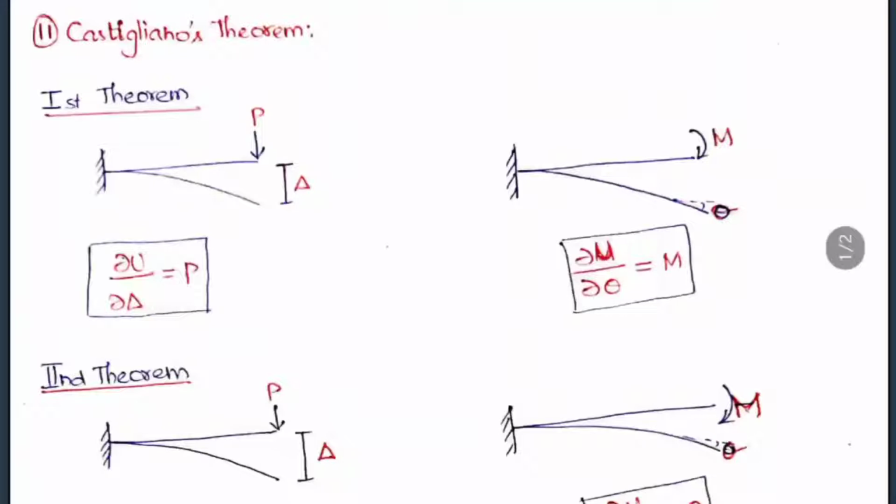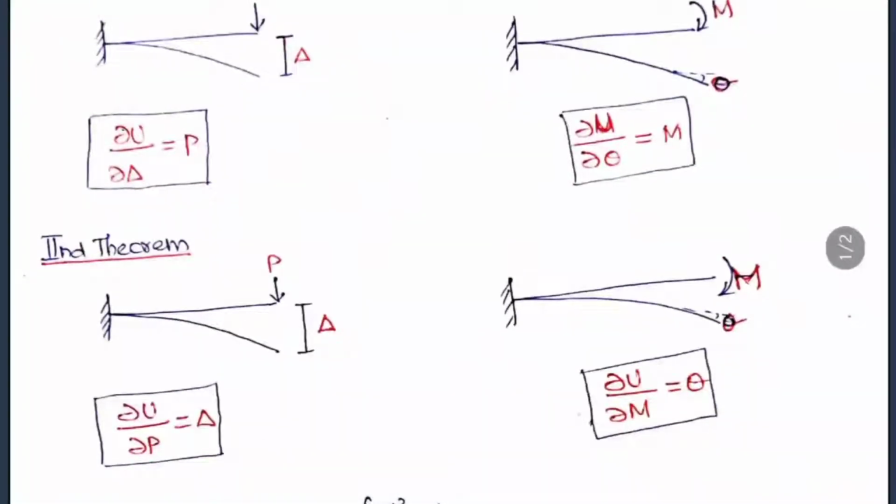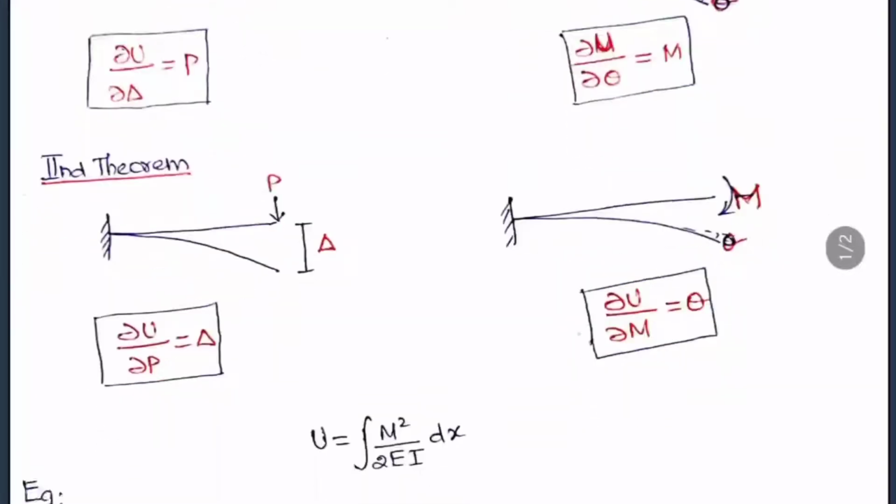So at that time when you take the partial derivative of strain energy with respect to the slope, you will be getting the moment which is actually causing that slope. So this is your first theorem. Now the second theorem is just a reverse order. Here you will be taking the derivative with respect to the load, so that you can find the deflection, and when you take dou U by dou M you will be getting the slope which is occurring there. So this is your first and second theorem of Castigliano's.